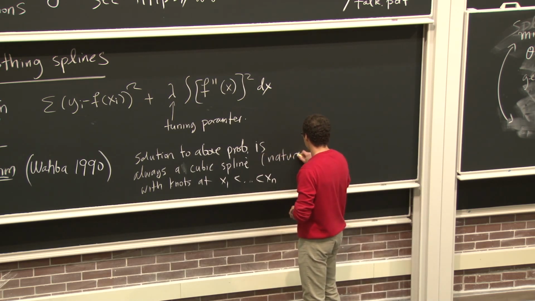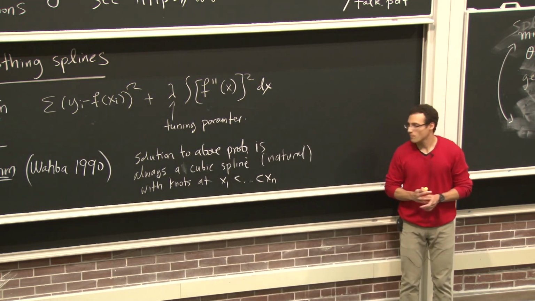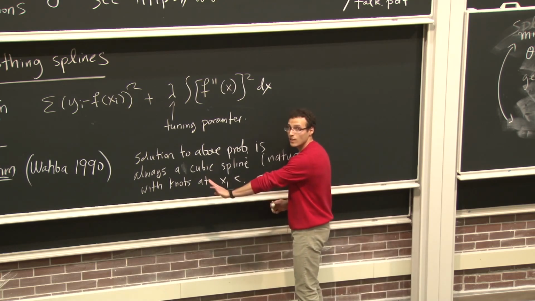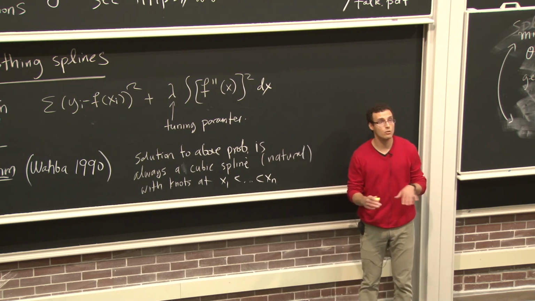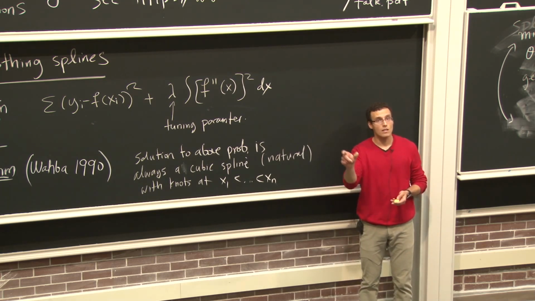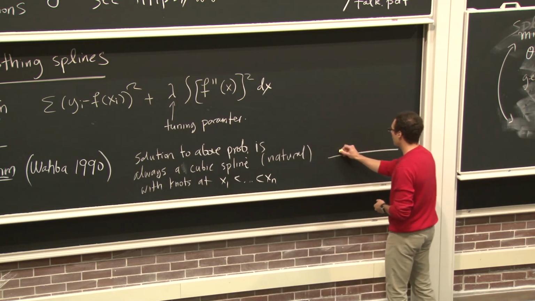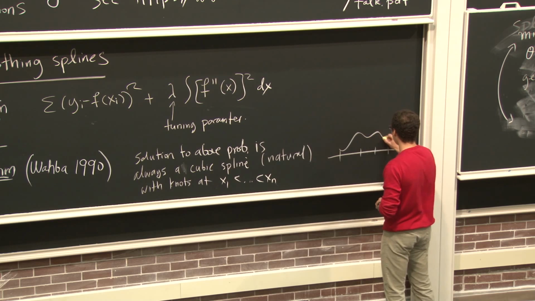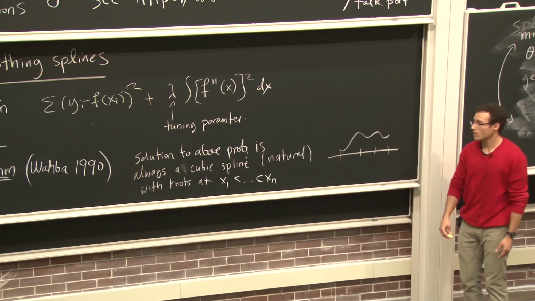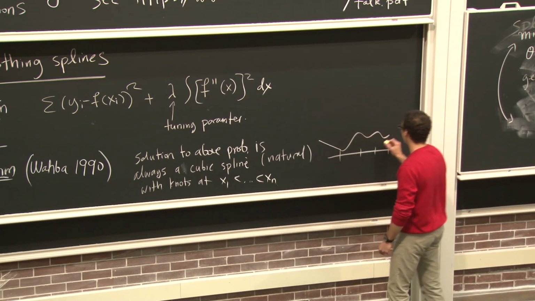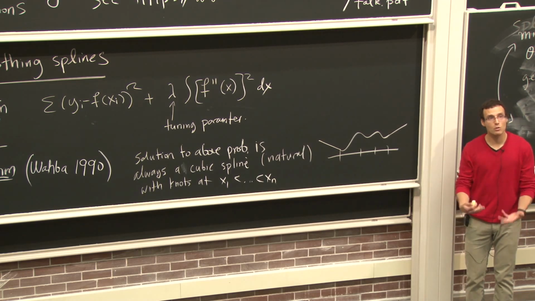A natural cubic spline is just a spline that has the additional restriction that before x1, so to the left of x1, and after xn, so to the right of xn, the function is linear. It's not even cubic. Remember, in between these knot points, in the inner intervals, cubic splines are just cubic polynomials, so it looks something like this. Natural cubic splines just have the additional restriction that they're linear beyond the boundaries. So they're even more restricted than splines.